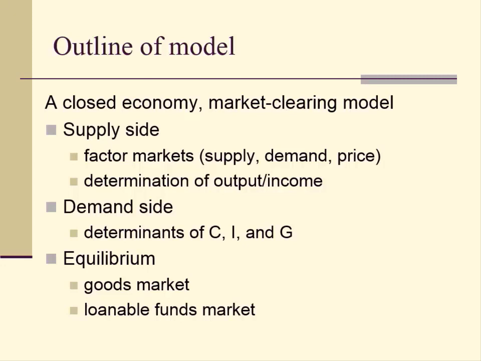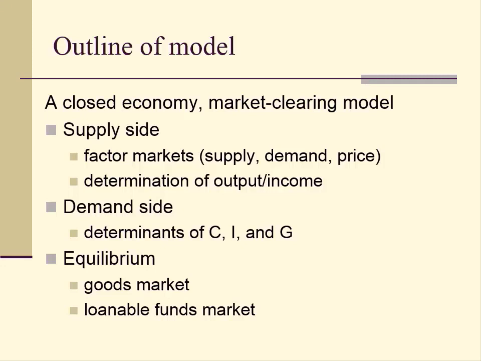Today, we are learning a relatively straightforward classical model of the real side of the economy, a closed economy market clearing model. On the supply side of the model, we have factor markets, and in the market for these factors, such as capital and labor, there's supply and demand, and the price is determined when supply meets demand. And also on the supply side, there's determination of output and income. And on the demand side, there are determinants of consumption, investment, and government spending. And at the end, there's equilibrium in the goods market and the loanable funds market.